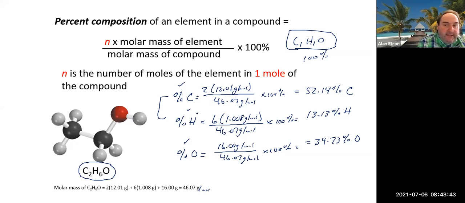Any questions on how to calculate percent composition by mass? So pretty straightforward. You take the molar mass of the entire compound and the mass of the one element you're interested in, divide by the total mass, and multiply by 100. Again, all the percentages should add up to about 100% of what is present in that compound. Okay. So percent composition, not too bad.